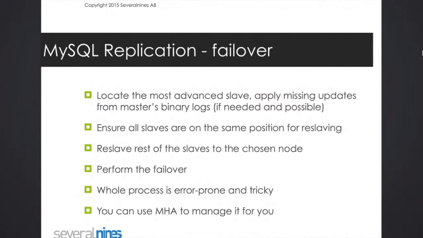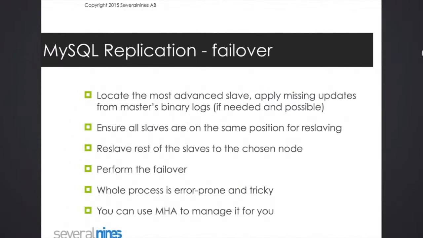Then we need to ensure that all the slaves are at the same position. So we have to parse the binary logs of this to-be master, the slave that we chose earlier, and then go over the remaining slaves and apply any missing transactions there. Once that is done, we need to reslave those slaves to the new master and perform the failover by either moving a virtual IP or changing some DNS settings or something like this.